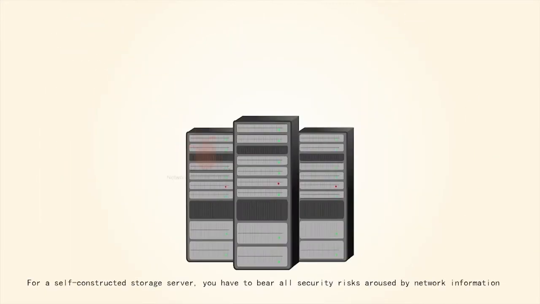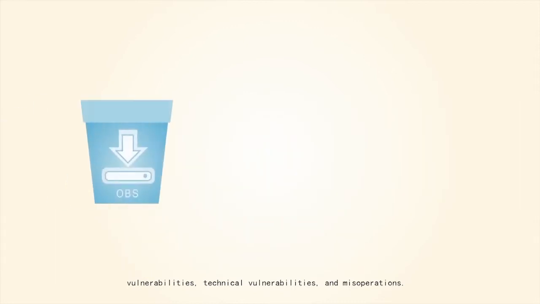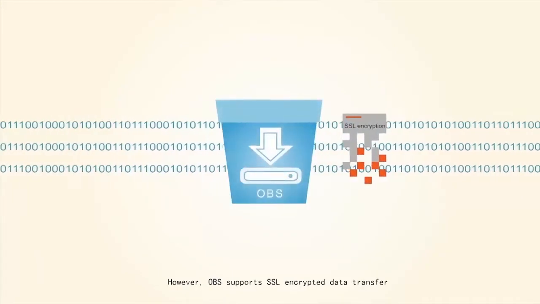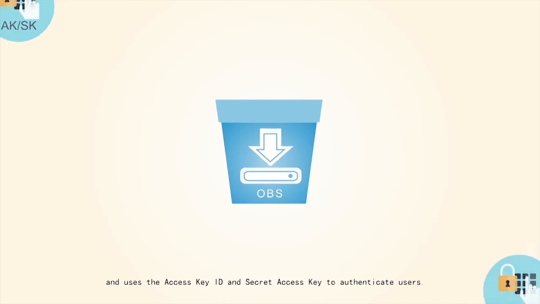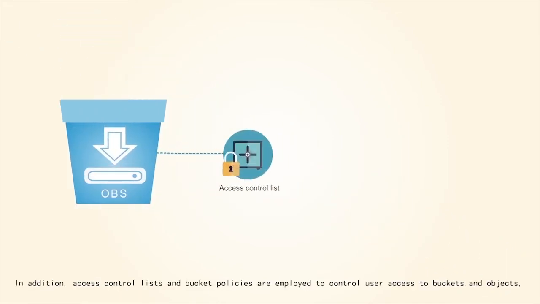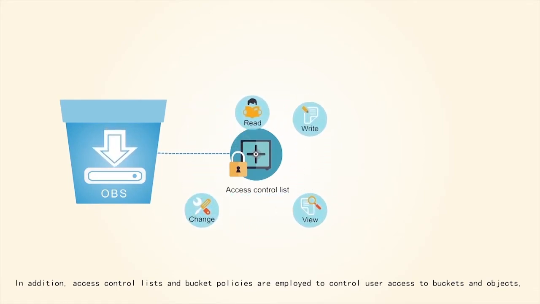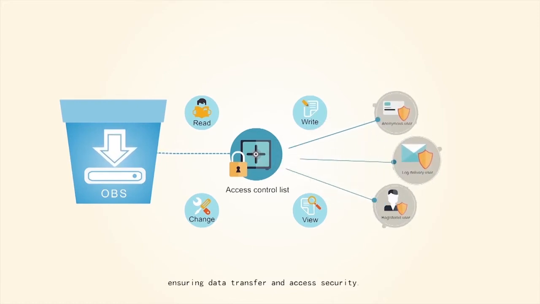For a self-constructed storage server, you have to bear all security risks aroused by network information vulnerabilities, technical vulnerabilities, and misoperations. However, OBS supports SSL encrypted data transfer and uses the access key ID and secret access key to authenticate users. In addition, access control lists and bucket policies are employed to control user access to buckets and objects, ensuring data transfer and access security.